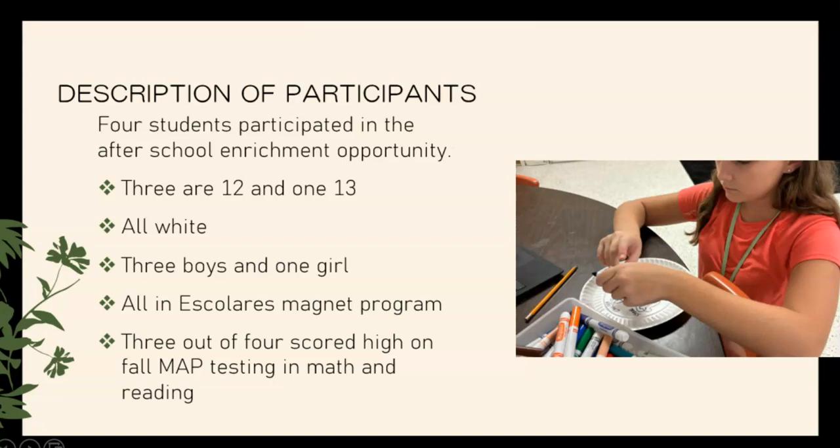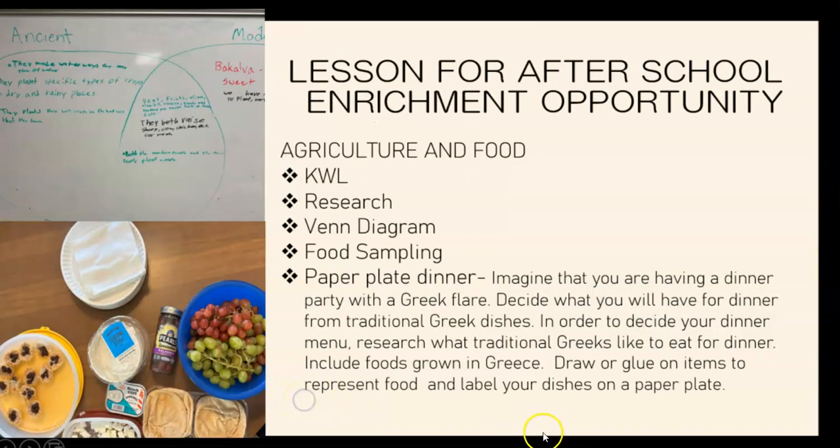The participants in my after-school group were 4 students, and 3 of the 4 were 12 years old. They were all white. There were 3 boys and 1 girl. All were in the Escalaris Magnet Program, and 3 out of 4 scored high on the fall MAP testing in math and reading. The 1 student who was lower did not exceed but met on the reading part.